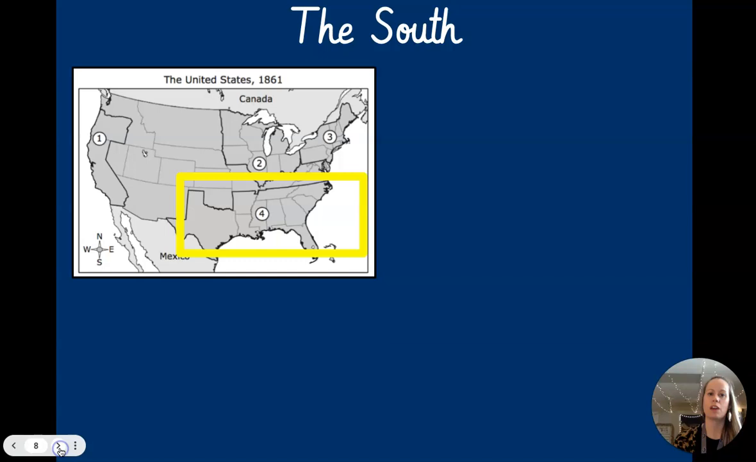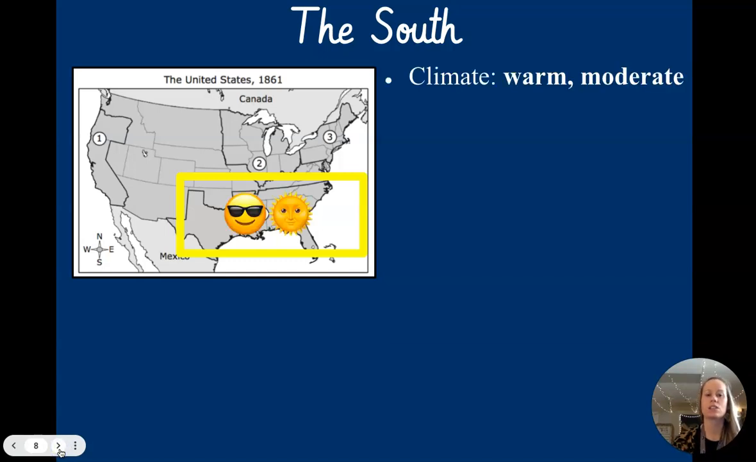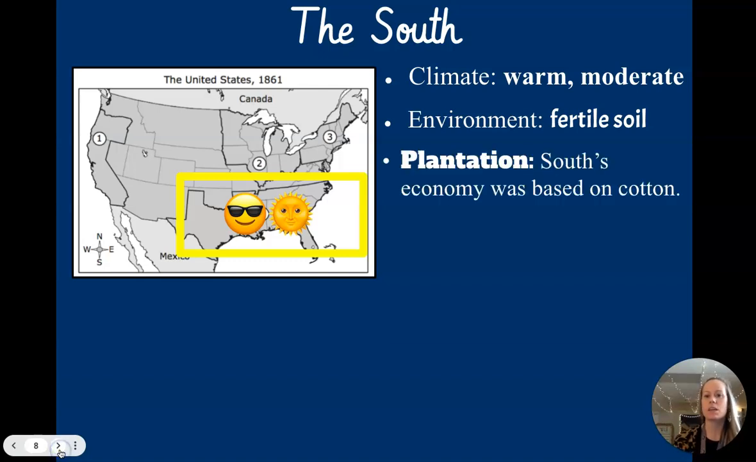And then the South, we have our sunshine. Here's our South right here. Climate is warm. It has long growing seasons. It has fertile soil. It has the ability to grow cash crops. So plantations come second, cash crops. So you have your environment or your climate first. Because the climate is conducive to growing cash crops, plantations are formed. And so we have the plantation system.